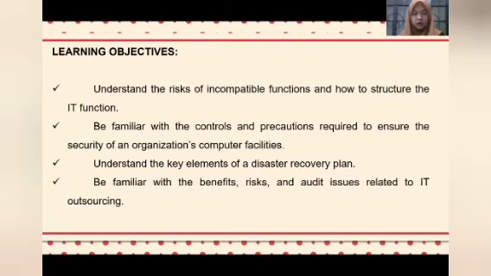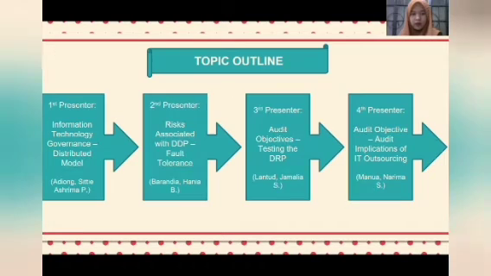So here are the learning objectives for this chapter. After studying this chapter, you should understand the risks of incompatible functions and how to structure the IT function. Be familiar with the controls and precautions required to ensure the security of an organization's computer facilities. Understand the key elements of a disaster recovery plan and be familiar with the benefits, risks, and audit issues related to IT outsourcing.